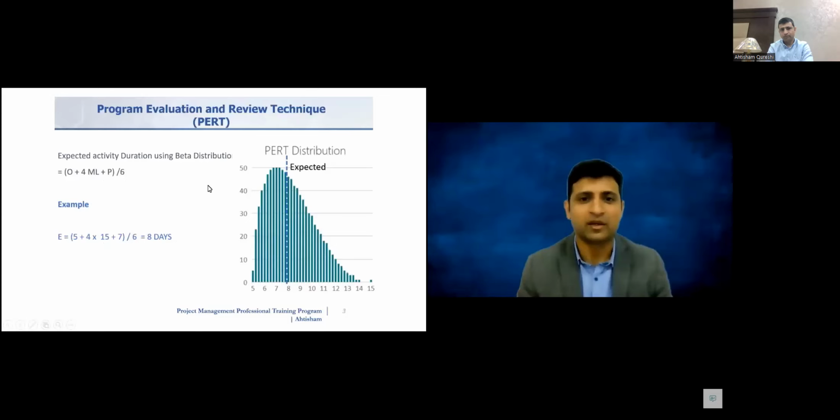Program Evaluation Review Technique is also a 3-point estimation technique. However, the formula we are going to use will be a weighted average. We are giving more weight to the most likely scenario. Now, we are multiplying the most likely scenario by 4. So we have a similar formula.